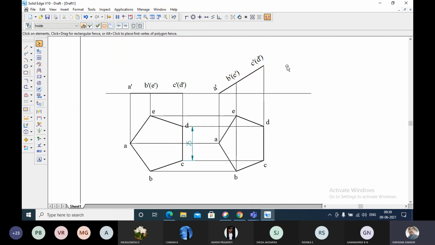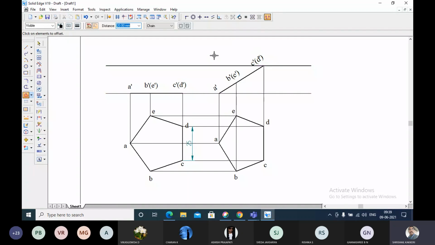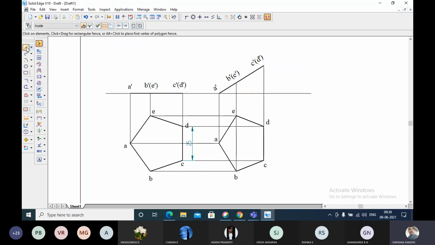It is at a height of 20 mm from the horizontal plane. What I did, I have taken a line at a distance of 20 mm. One can even use offset by 20 mm. I drew this line. Even by using the offset, you can draw this line. This also can be possible. Now we'll keep this line because they have not given us the angle. They have given us the distance.